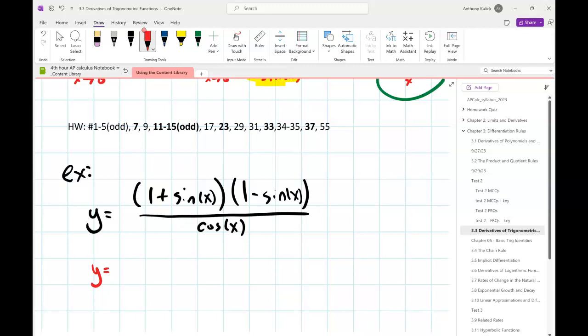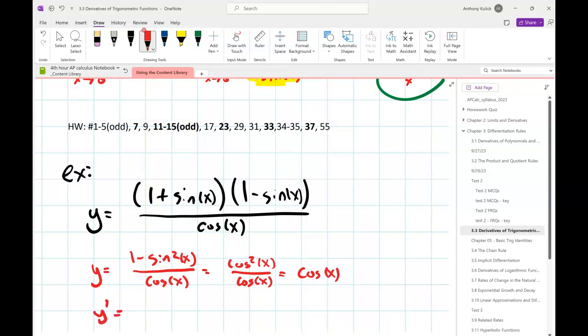If I FOIL that out, maybe there's a good trig identity that I can use to make this problem considerably simpler. Would that be equal to cosine squared? So 1 minus sine squared is cosine squared. Can you simplify that? Yep, it's cosine. So let's take the derivative of that. That's a lot better than doing the quotient rule with a product inside of it, and then trying to simplify whatever you got left to end up just at negative sine x.